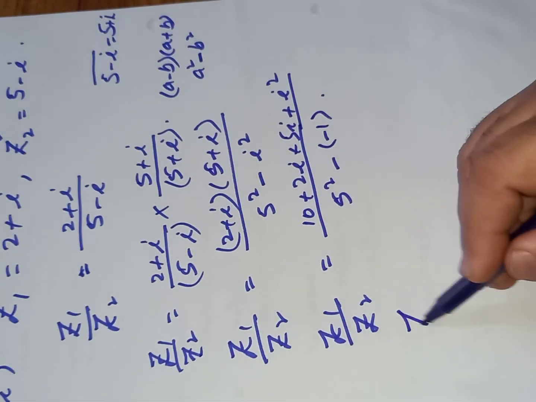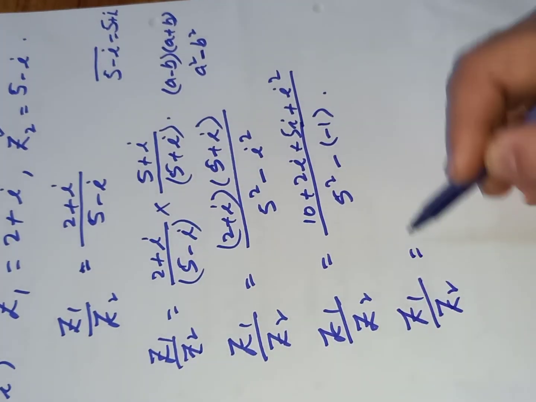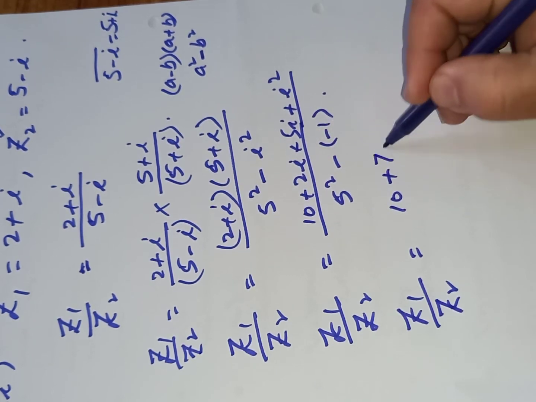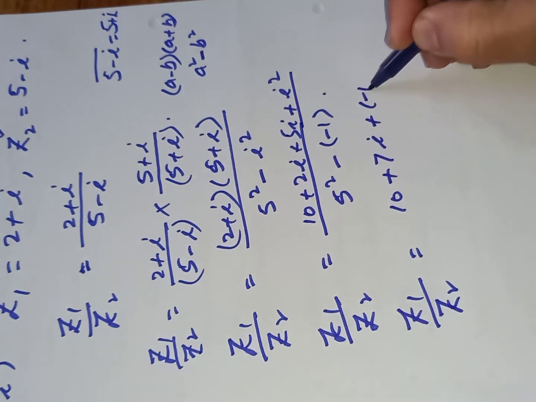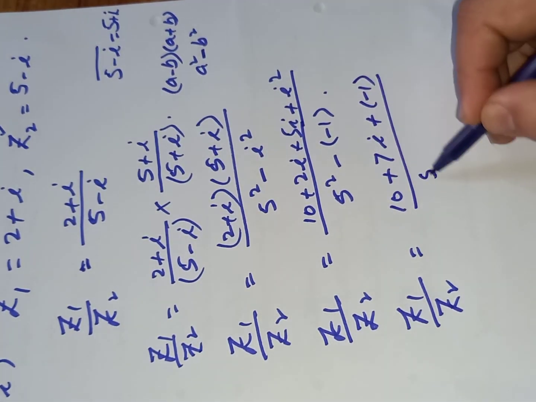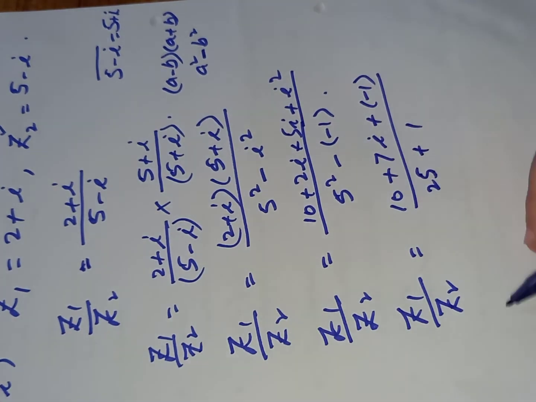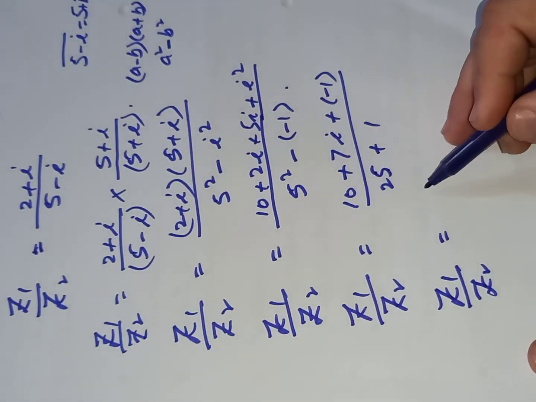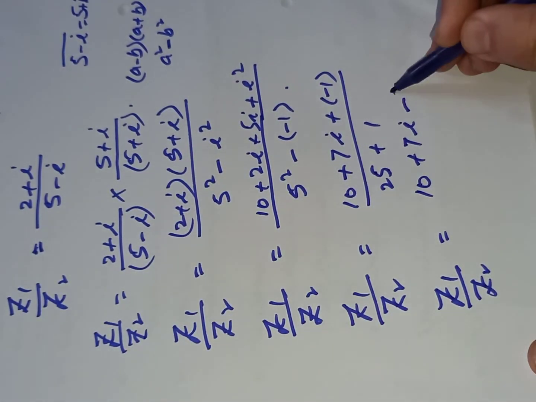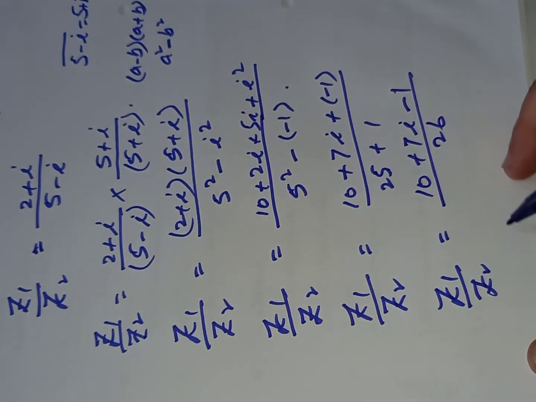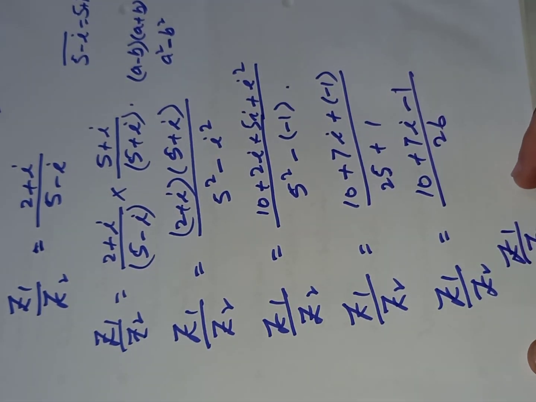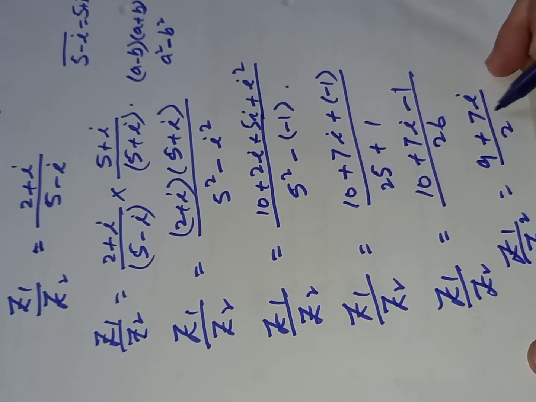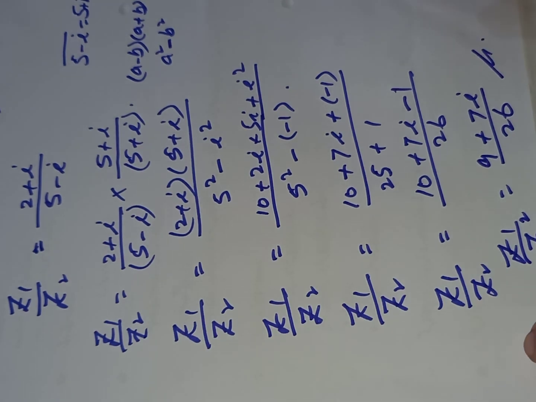Insert that value. We get z1 by z2, that is 10 plus 2 iota plus 5 iota becomes 7 iota, and iota square is negative 1, whole divided by 5 square is 25 and plus 1. So z1 by z2 equals 10 plus 7 iota with minus 1 divided by 26. z1 by z2, we get 9 plus 7 iota divided by 26, and that is the answer. Hope you have understood.